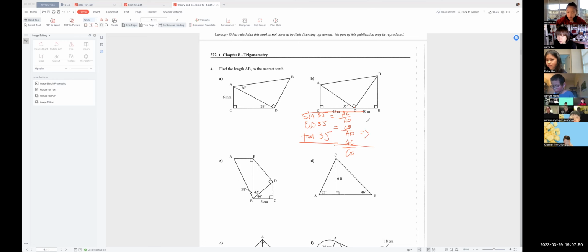Person spying on everyone. He doesn't have a calculator. How about chapter? Chapter, can you tell me cosine 35 equals what?